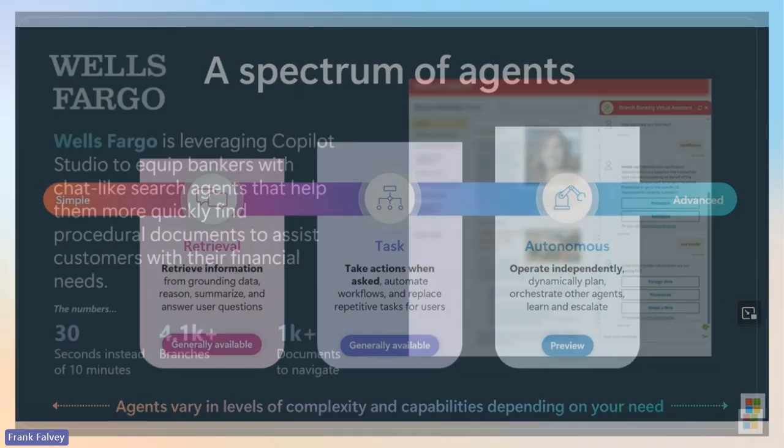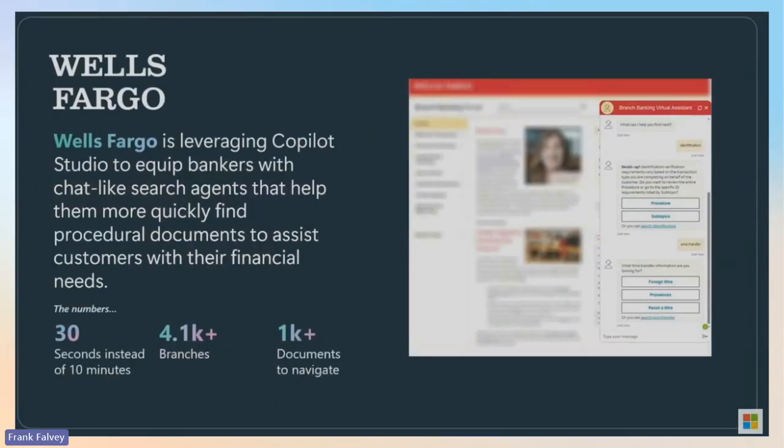Okay, so this is one example of where Wells Fargo is leveraging Copilot Studio to equip bankers with chat-like search agents to help them more quickly find procedural documents to assist customers to find stuff. So, as you go onto a website and type in a particular search, you're going to get loads and loads of pages up that you have to sift through. You can see there on the left-hand side, right?